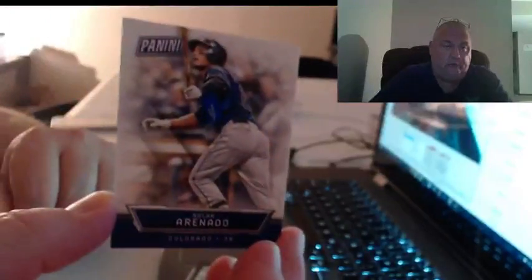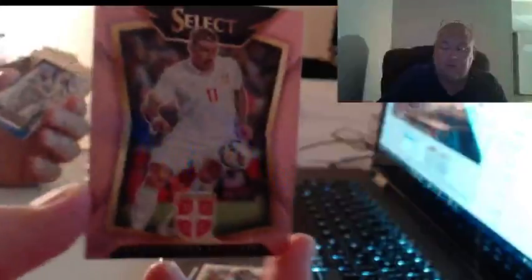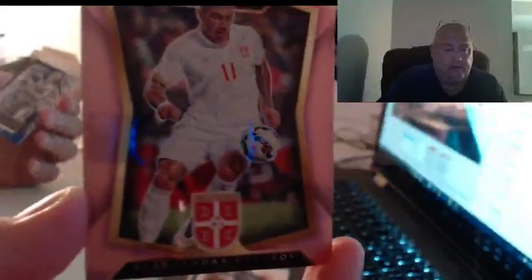Nolan Arenado. And looks like it's numbered. /99, Russell Wilson. Dude, what the hell are you going to do with all these cards? Check out my cards. Ooh. Number 220, Alexander Kolarov. And you know what? This is 11 of 20. And that sure looks like 11 to me.